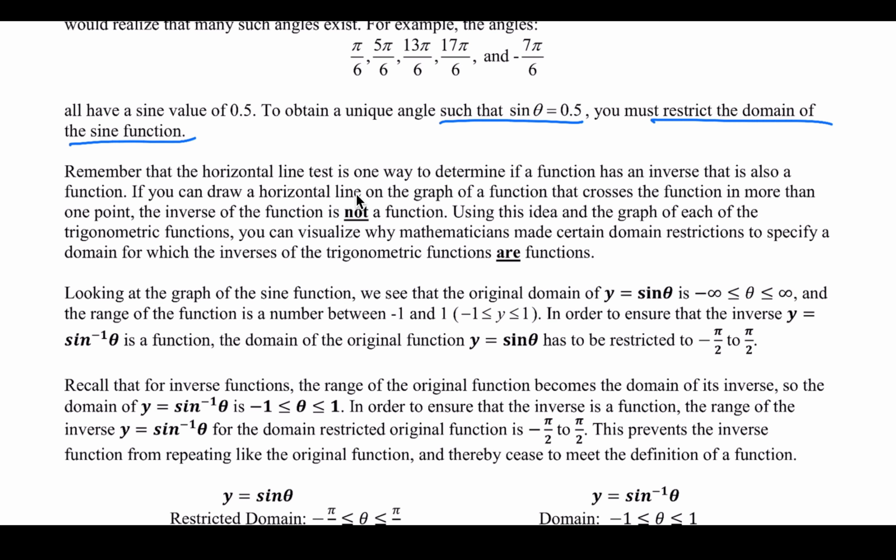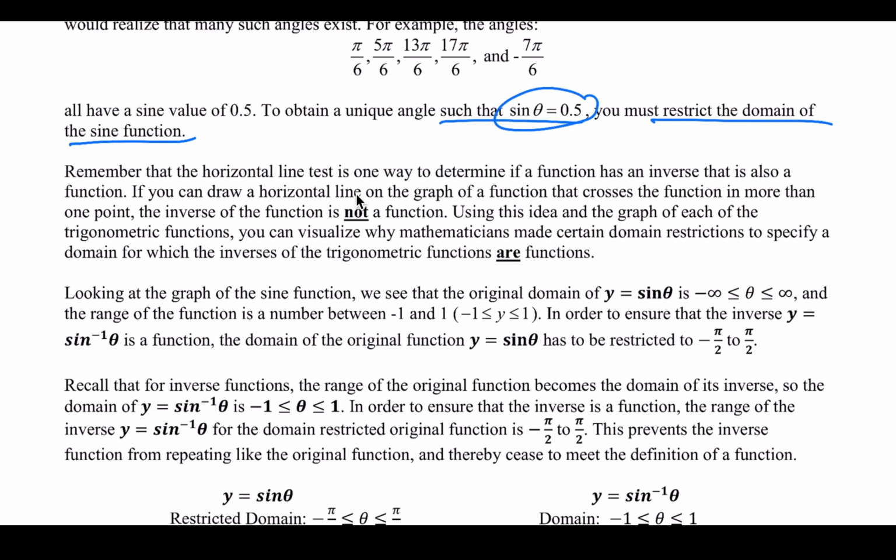What that means is I have to say we're only going to count angles that are between this amount of radians to that amount of radians. So I have to come up with some kind of a restriction for how we calculate the answer to this question. What is theta when sine of theta is 0.5? Okay, so a lot of background information.